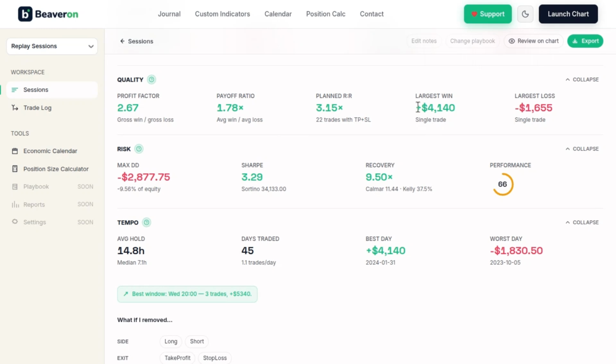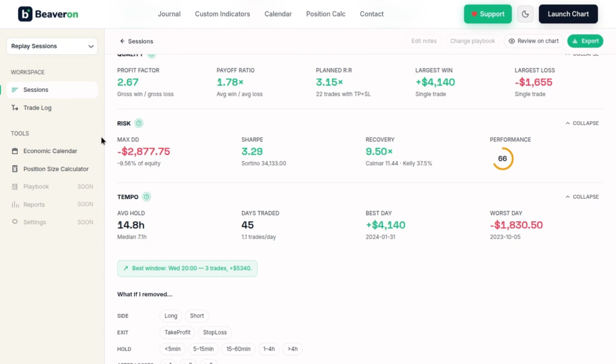So our largest win in one single trade is $4,140. Largest loss is $1,655. So our max drawdown, now this was, I believe, 4 losing trades in a row. Our max drawdown was $2,877.75, a little bit less than 10% of equity. That's not the best, but I was also just risking a little bit more on this backtest because I wanted to see how the strategy would do if you were going higher risk.